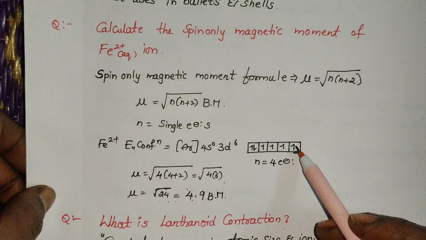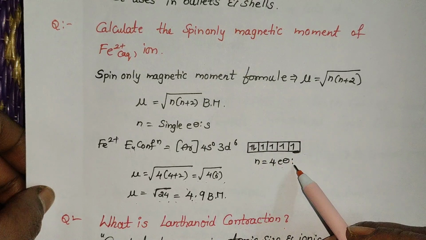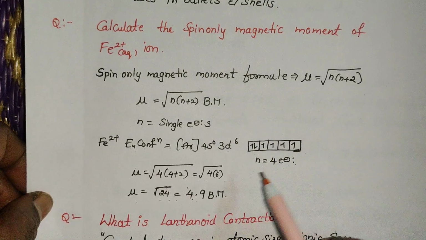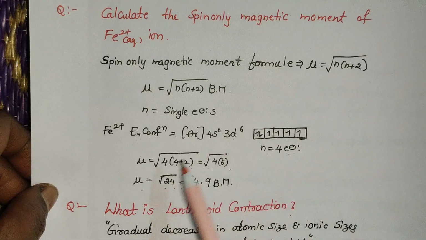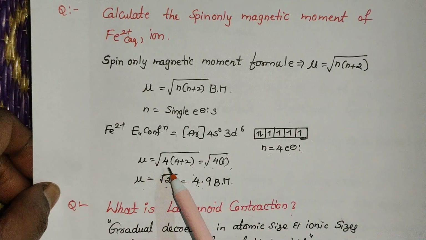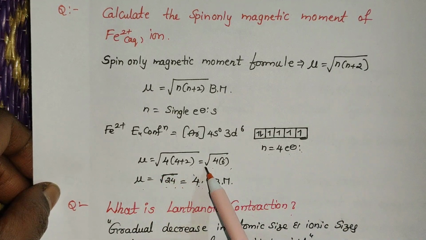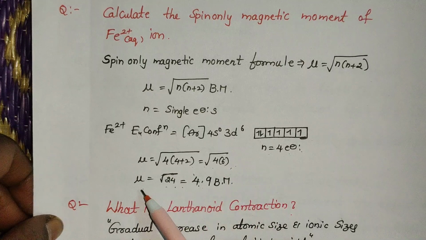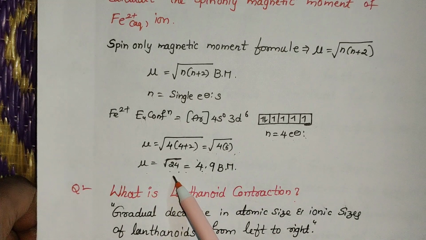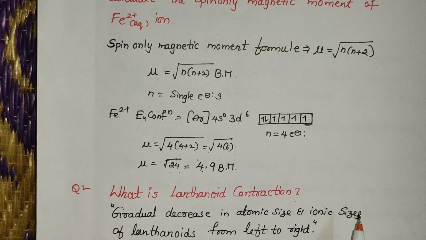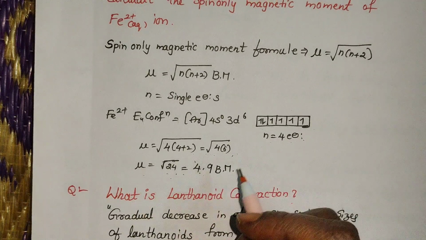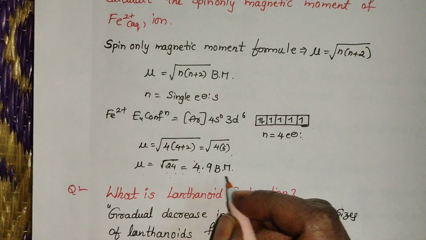How many single electrons are there? 4 single electrons are present. That is why we substitute n equals 4. Mu equals under root 4 into 4 plus 2, equals under root 4 into 6, which means mu equals under root 24. Okay, under root 25 is 5, and this is only one less, that is why the value is 4.9 Bohr magnetons.